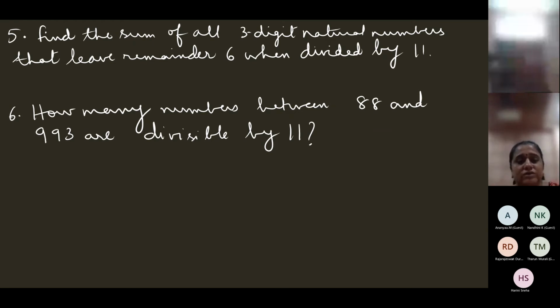Work this also, children. Finish this also by the next class. How many numbers between 88 and 993 are divisible by 11? You don't have to find the sum. You should find n, that's all. Just n you have to find.